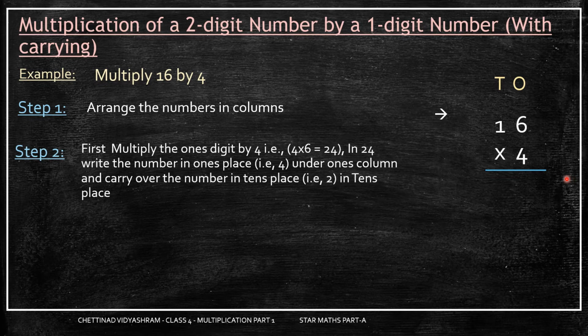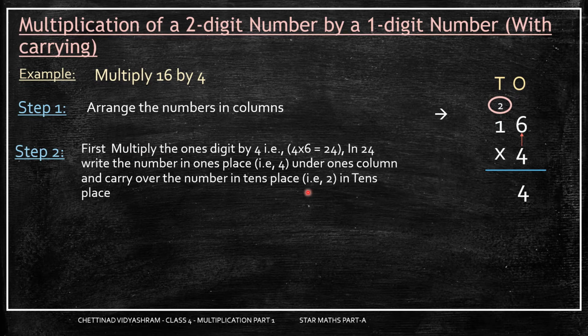Step 2, first multiply the ones digit by 4. Here the number in ones digit is 6. We have to multiply it with 4. So when we multiply it, 4 6s are 24. So in 24, write the number in ones place, which is 4. The ones place number should be written exactly under ones place, and the tens place should be carried over to the number in tens place. See, first I am multiplying this 4 into 6, which is 24. So 24, the number in ones place is 4. I have written it under ones column. Then 2 will be carried over to tens place because 2 is the number in tens place.